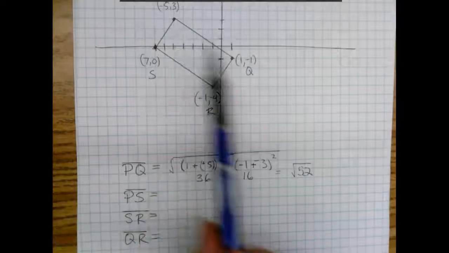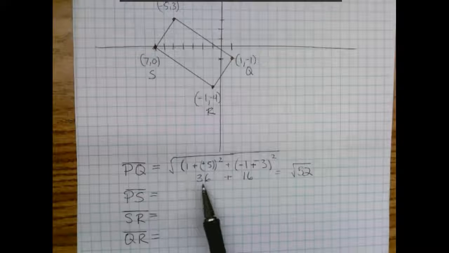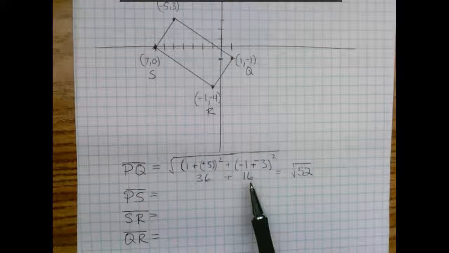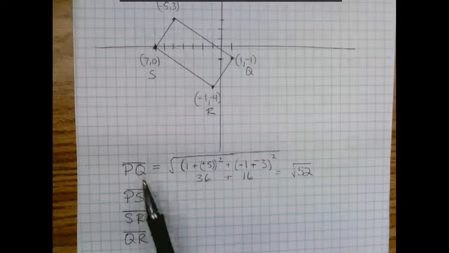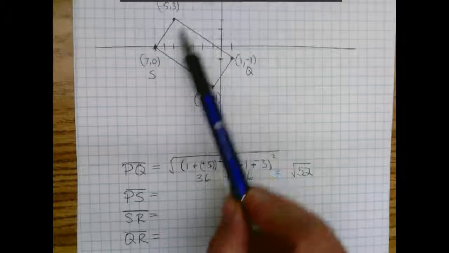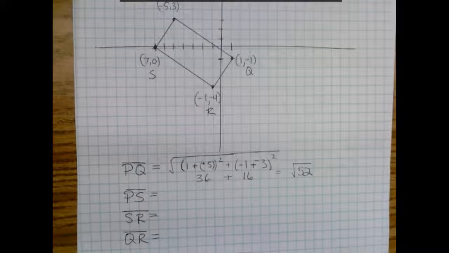So I take the points of P and Q, put them in here. I get 36 for X, 16 for Y, and then in the end I get the square root of 52. So that gives me PQ. So now I'm going to do PS, this one going down here. So let me put these numbers in, I'll pause the video, and then we'll get back to it.